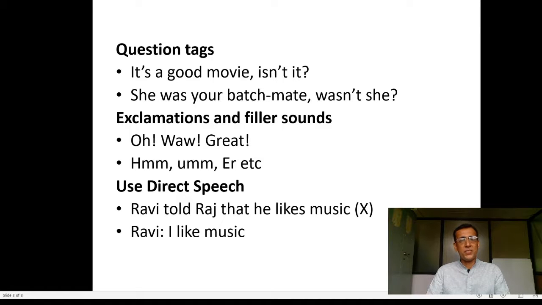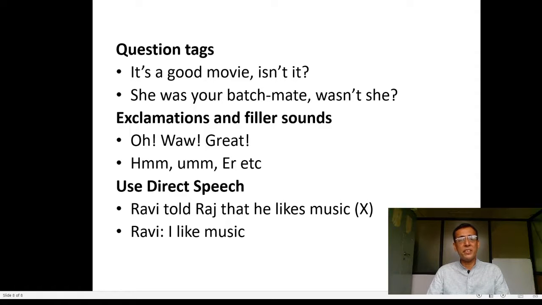Use question tags. It's a good movie, isn't it? She was your batchmate, wasn't she? So the question tags at the end of the question add a lot of meaning and make your dialogues sound better and look more real.